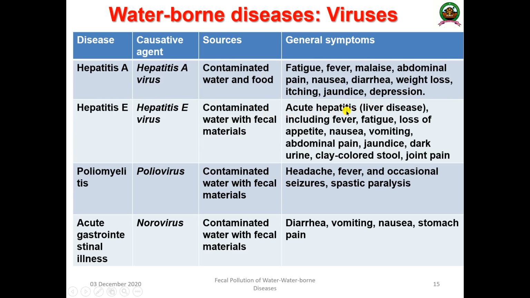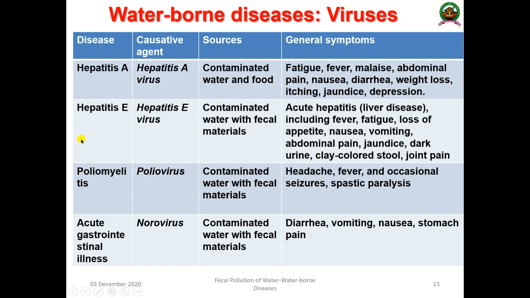Similarly, here it is a liver disease called acute hepatitis. That is a liver failure, liver disease, which includes fever, fatigue, loss of appetite, nausea, vomiting, abdominal pain, jaundice, dark urine. You can see the urine, dark urine, it will be yellow in color actually. Then clay colored stool and joint pains. These are some common symptoms of hepatitis E.